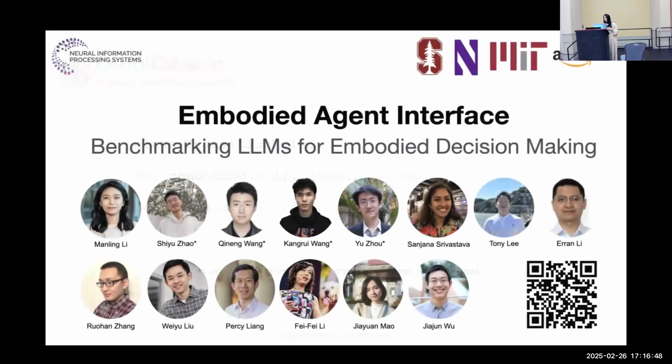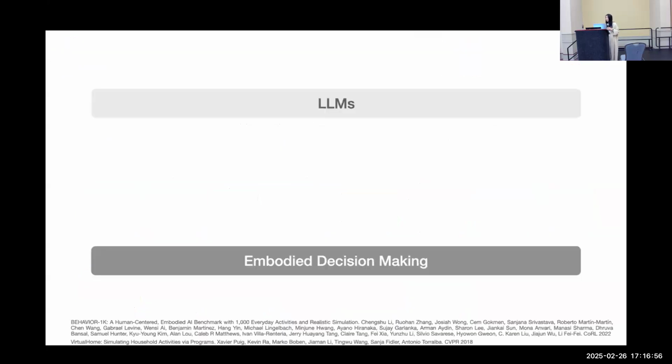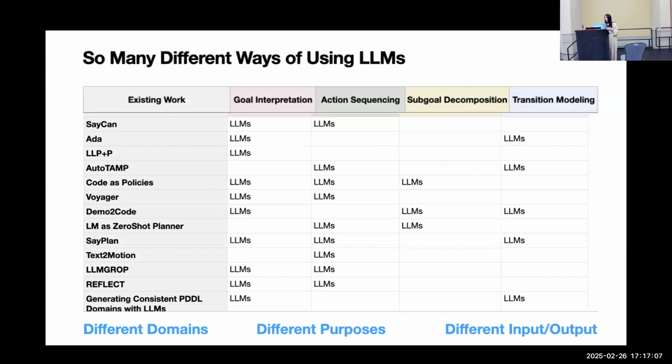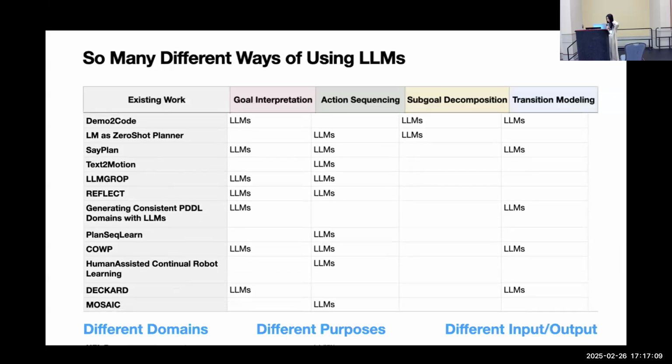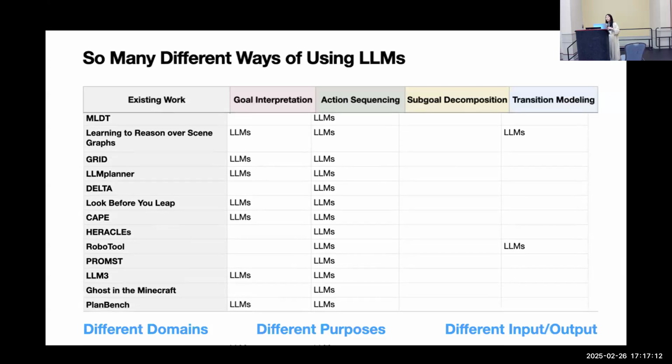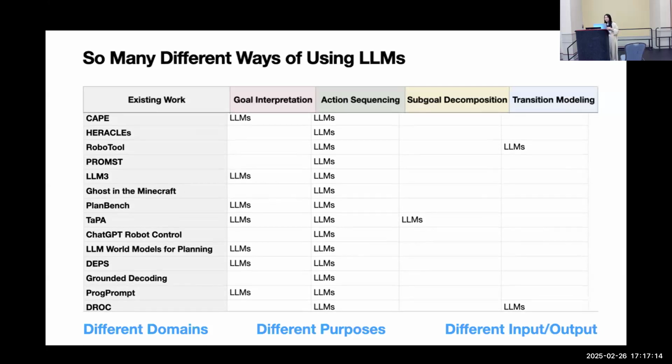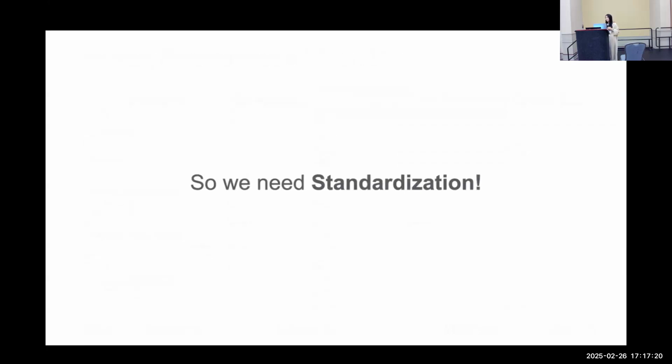So given all this definition, we try to identify whether we could leverage the large language model to perform this MDP process. So we call it the embodied agent interface. Essentially, we want to introduce an interface that connects the large language model with embodied decision making in different environments, like BEHAVIOR, which we mentioned, and VirtualHome. The problem is that there are so many papers trying to use large language models to work on these embodied agents, but they have different domains, different purposes, or different input and output. So it's very hard for us to identify, when all these papers claim they are the best, which one is really the best.